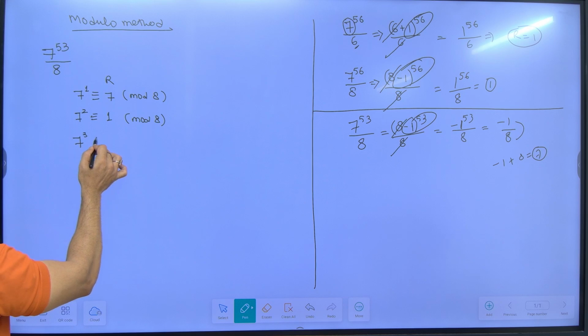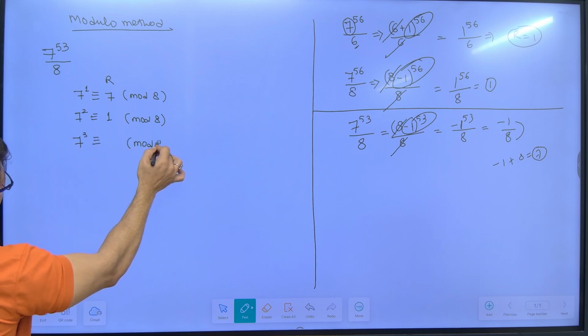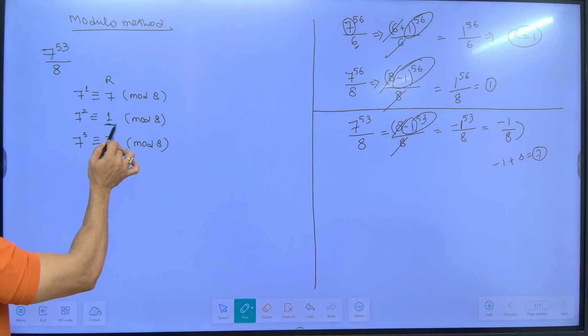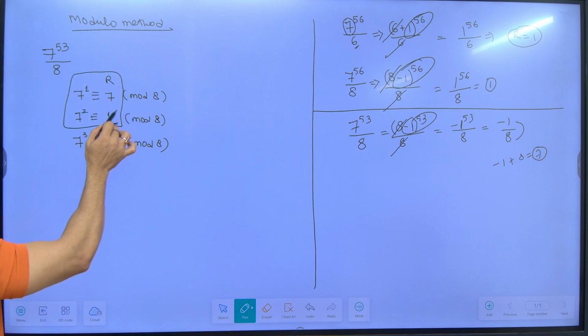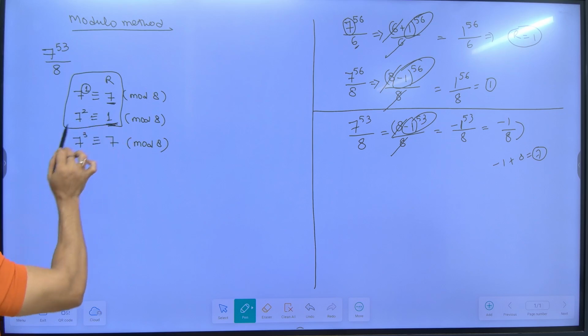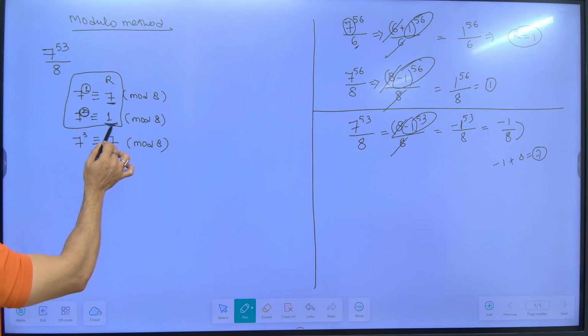7 cube is 343. Divide 343 with 8. Eight fours are 32, 33, remainder 7. See, are we getting remainder 7 or not? The moment you get 1, there is no need to go further, because now we know that at every odd power, we'll get remainder as 7. At every even power, we'll get remainder as 1.